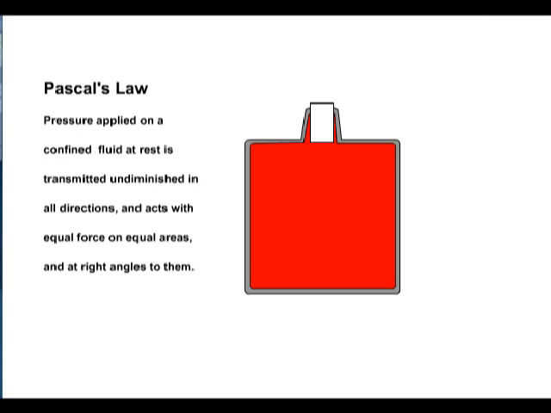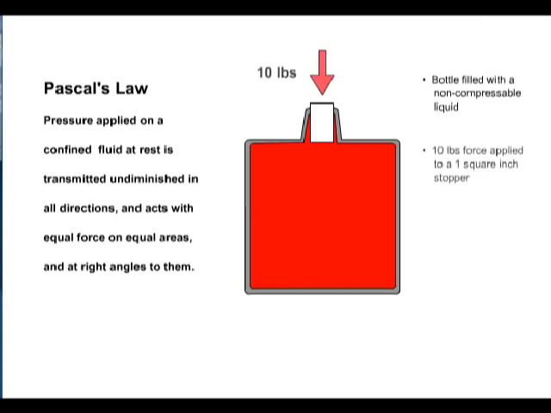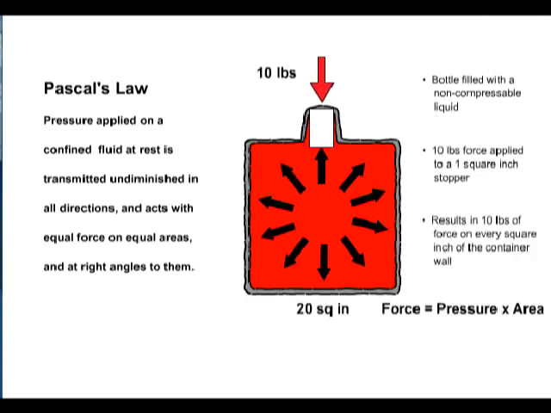In the following illustration, we have a vessel filled with a non-compressible fluid. If 10 pounds of force is applied to a 1 square inch stopper, the result would be 10 pounds of force on every square inch of the container wall. If the bottom of the container was 20 square inches total, the resultant force would be 10 psi times 20 square inches, or 200 pounds of total force, since force equals pressure times area.